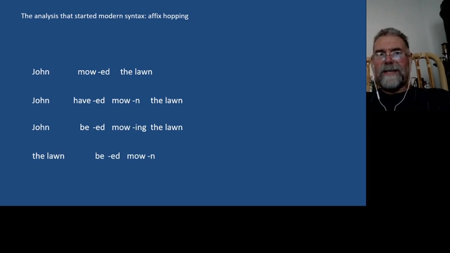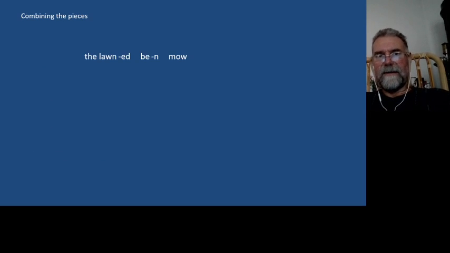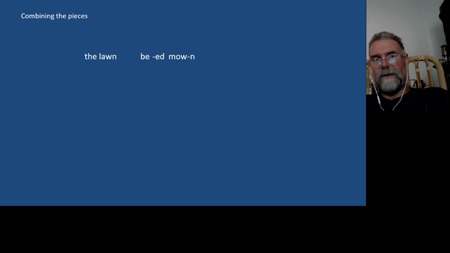Now, the absolute genius of this analysis is that it's coped with the fact that you can actually combine these aspectual elements. Let's take a look at some more complicated examples. Here's the simple case where we've just got a passive. Okay, so we've got the be and n inserted after the tense, and then after affix hopping, those two affixes move backwards and we get the lawn was mown. Okay, that's what we've just looked at.